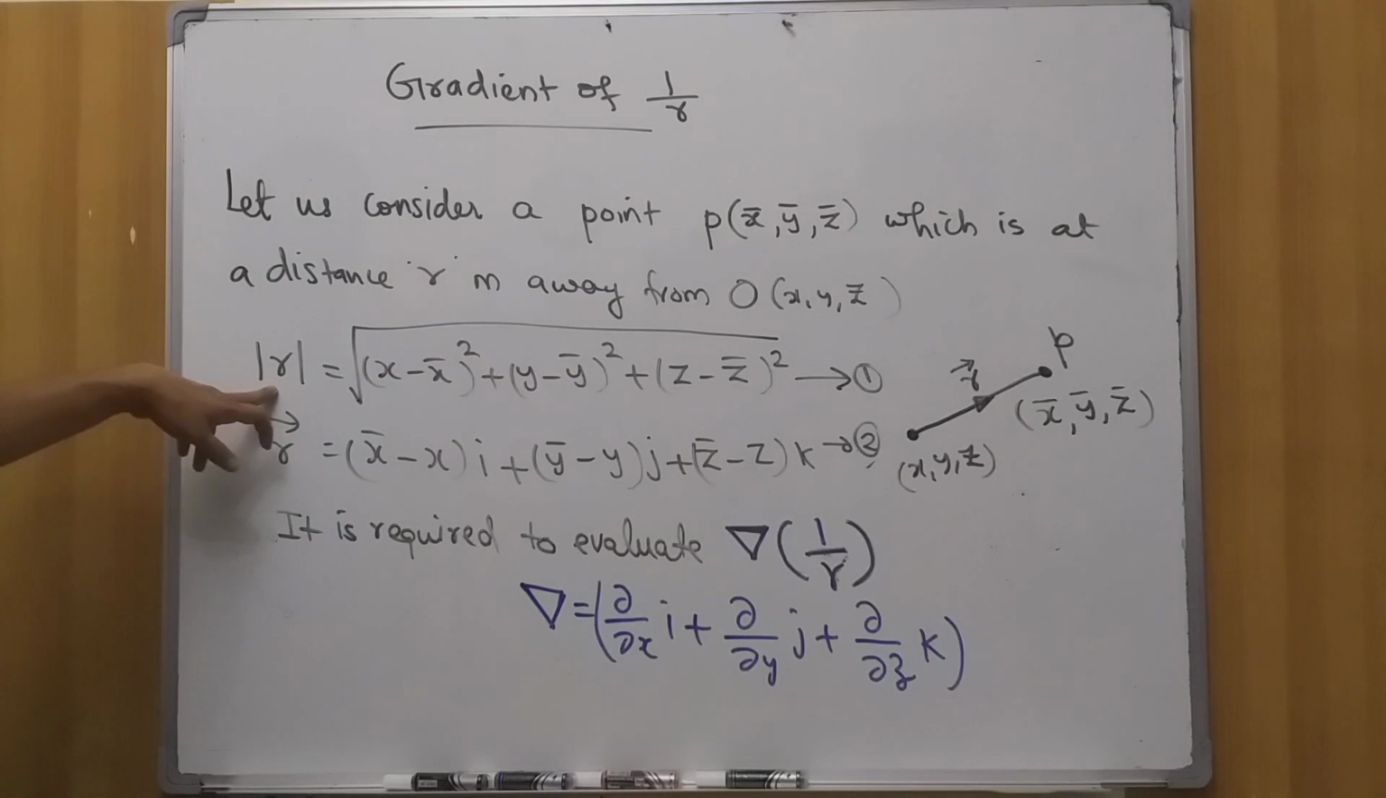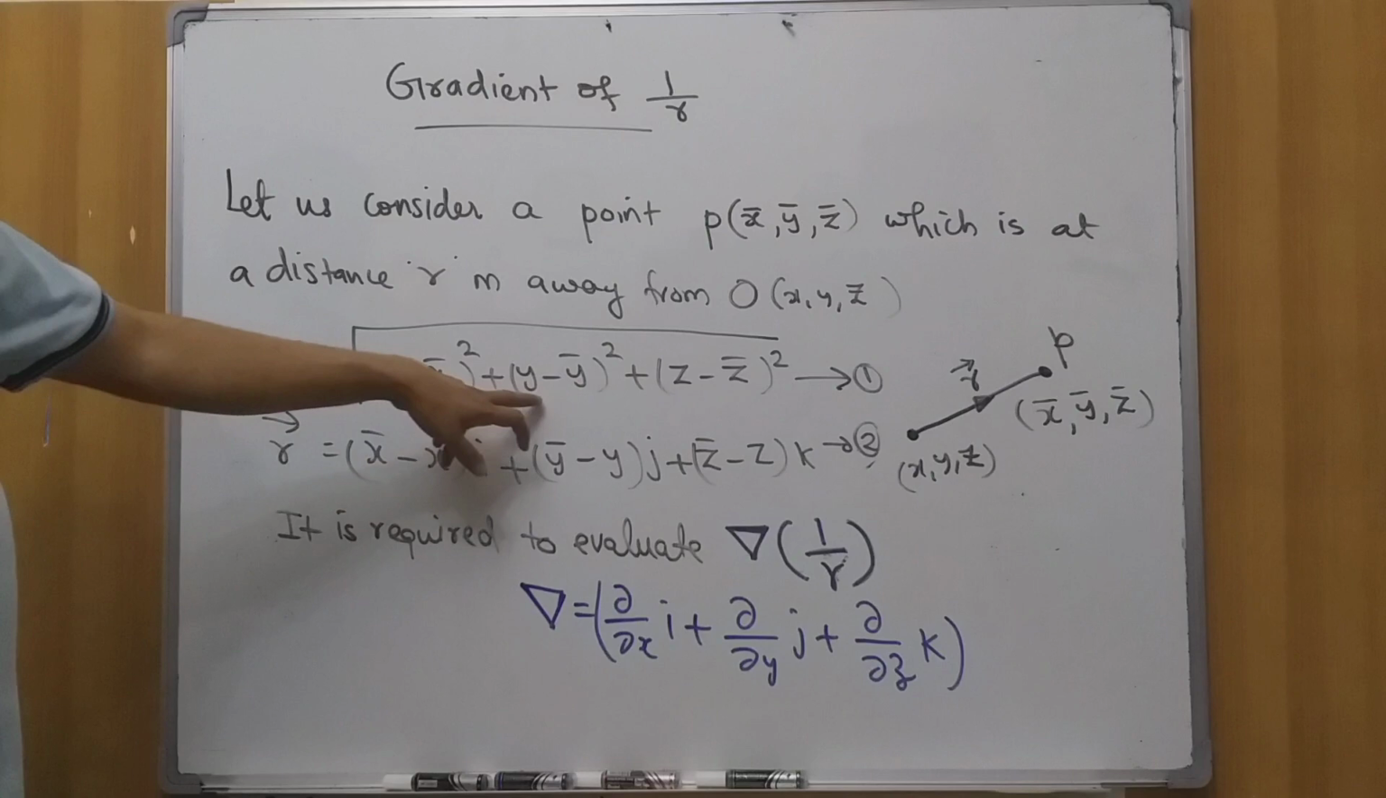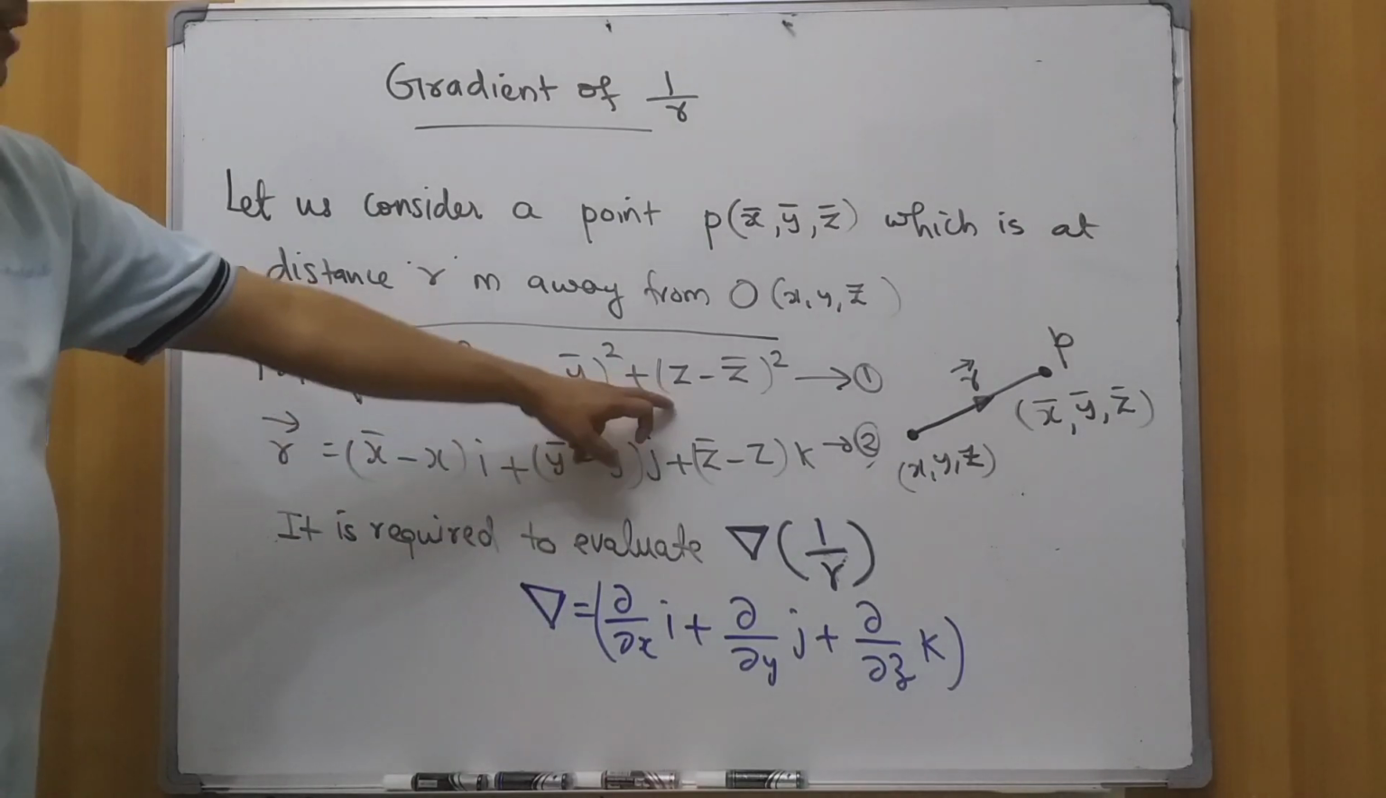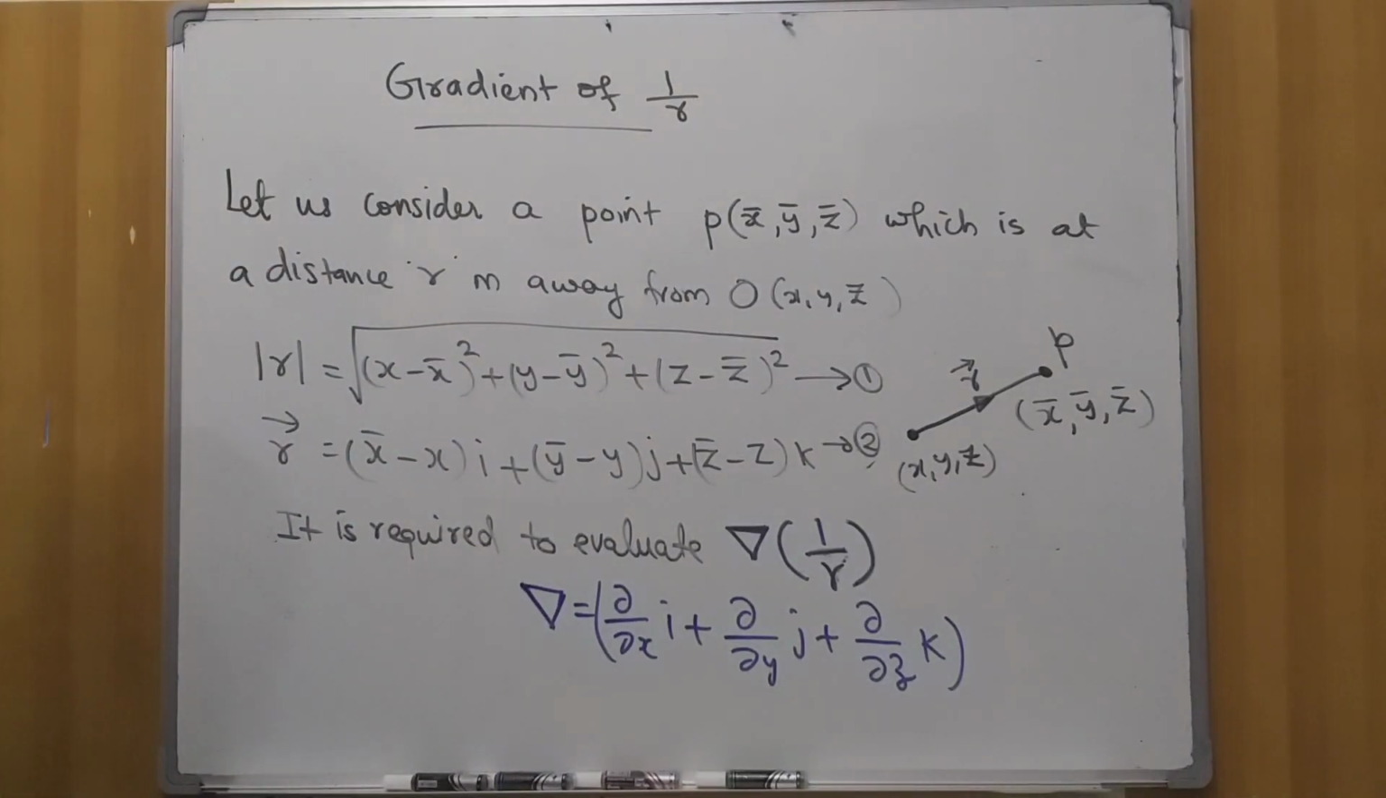So as per the distance formula, r can be calculated by the equation x minus x bar the whole square plus y minus y bar the whole square plus z minus z bar the whole square.